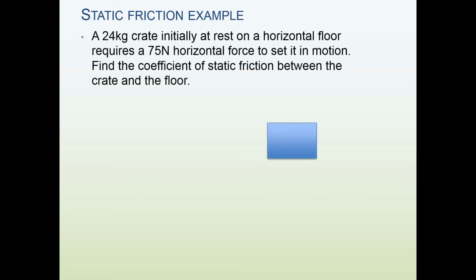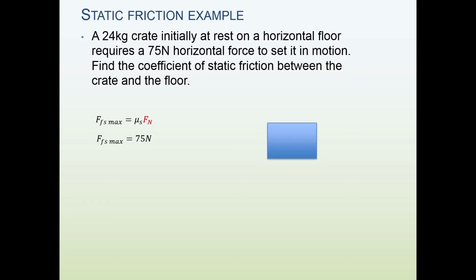Let's do a quick example on calculating maximum static friction force. A 24 kilogram crate initially at rest on a horizontal floor requires a 75 Newton horizontal force to set it in motion. Find the coefficient of static friction between the crate and the floor. To calculate the coefficient, we need to use this equation. We know the maximum static friction force as it indicates a horizontal force of 75 newtons gets the object to start moving.